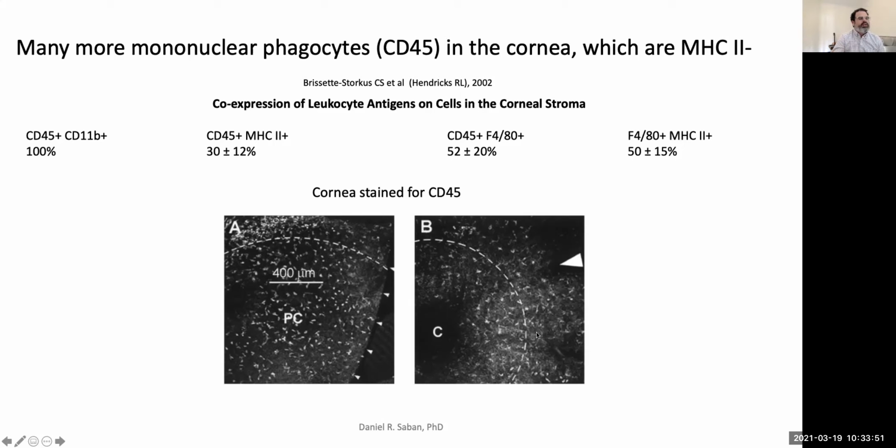Just looking for MHC class 2 made it appear as if there was an absence of antigen presenting cells. But it turns out that these cells are there, yet they're not expressing MHC class 2, which is relatively irregular when looking at non-privileged tissues, such as the skin, where you can readily find MHC class 2. At the time, they're referred to mostly as Langerhans cells, which is true for the skin.